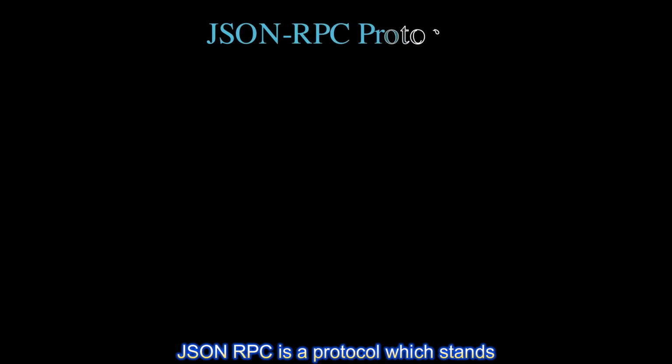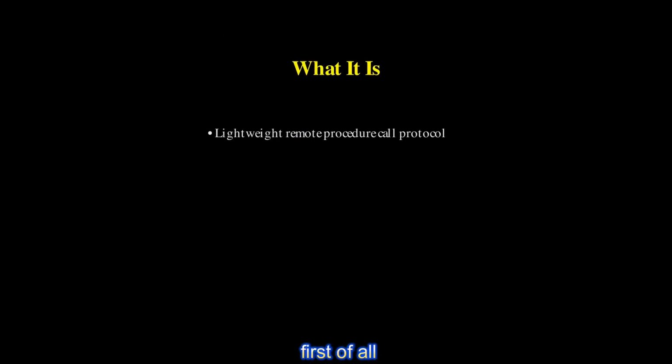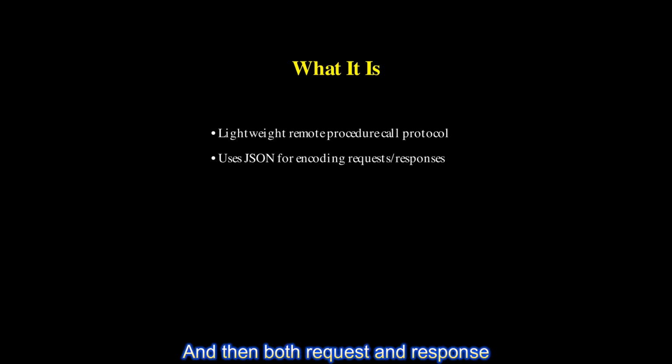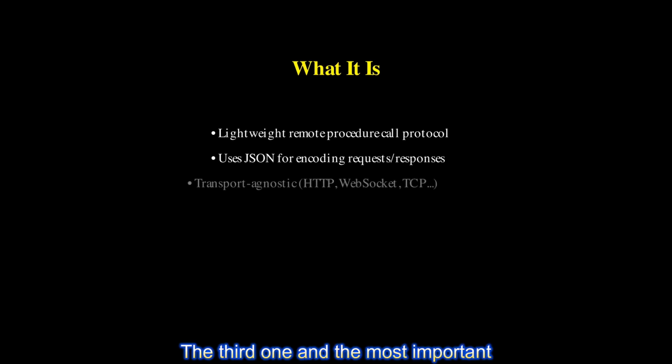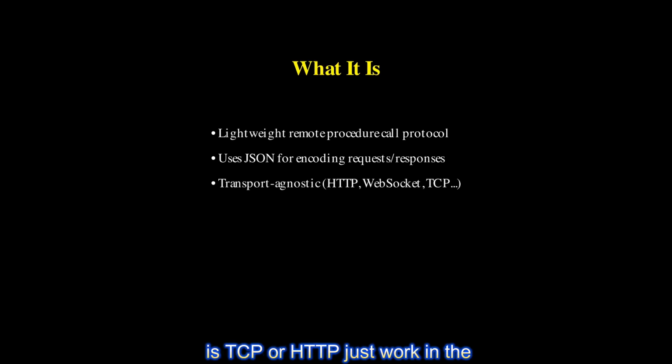JSON RPC is a protocol which stands for Remote Procedure Call, but over JSON format. What is it? First of all, it is a lightweight protocol, which means the transport efficiency is very high. Both request and response just use the very common JSON format. The third one, and the most important one, is that it's transport agnostic. At the application level, you don't need to worry about whether it is TCP or HTTP, it just works in the same way.